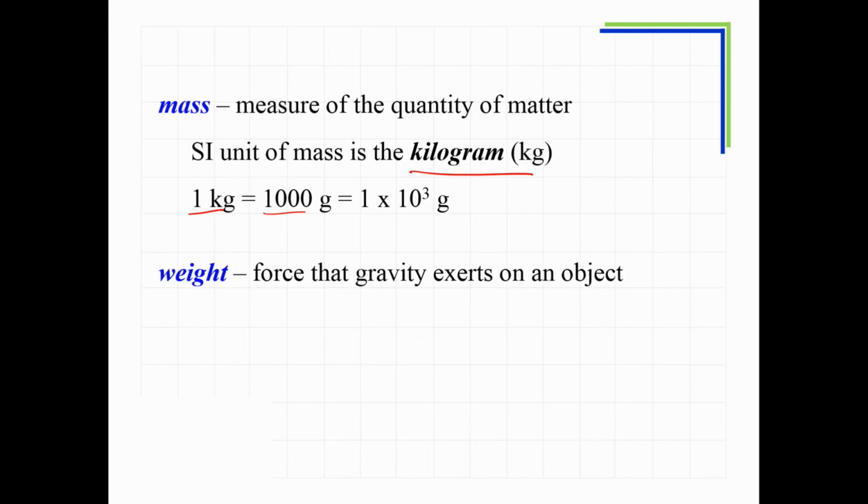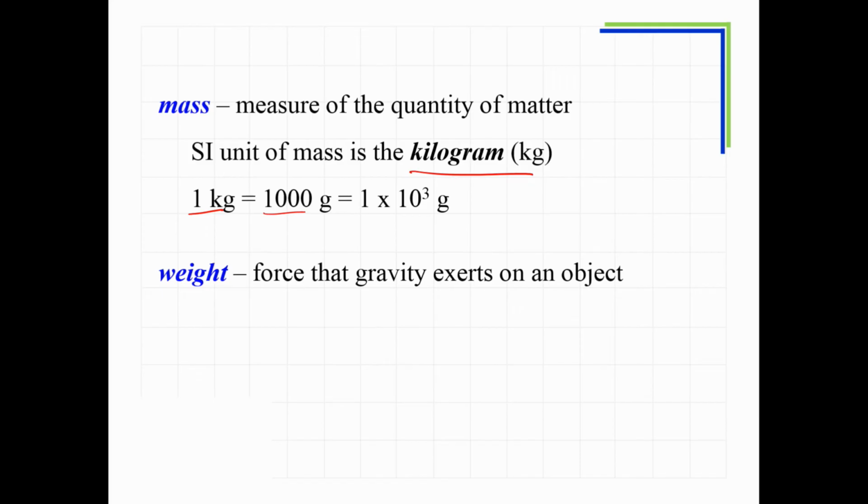Now, a lot of times we use the term weight and mass interchangeably, but they really mean different things. Weight is how gravity acts upon that matter. So mass is just how much matter is there, and that's going to be the same whether you're here on planet Earth or you travel to the moon. The quantity of matter is not changing. So the mass can't change as you go to the moon. But weight is how gravity acts upon that mass.